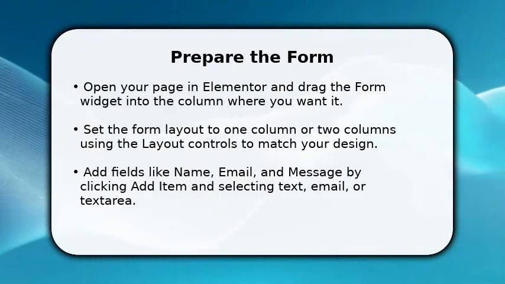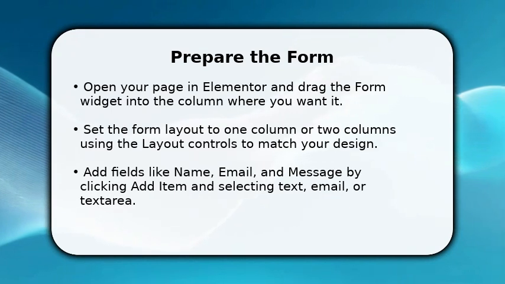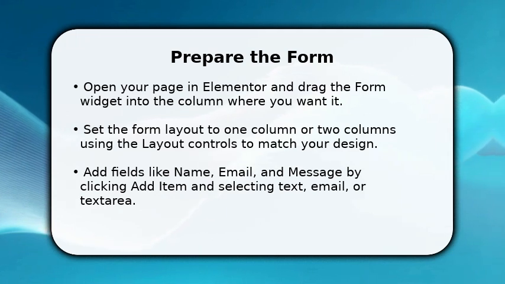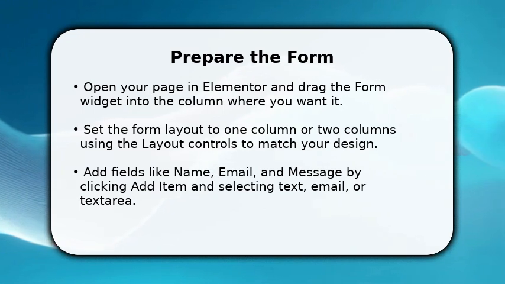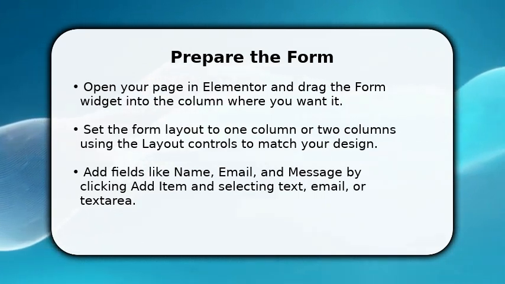Open your page in Elementor and drag the form widget into the column where you want it. Use the layout controls to set one column or two columns depending on your design, and verify the column gap and padding for spacing. Add fields by clicking Add Item and choosing types such as text for name, email for email, and text area for message.